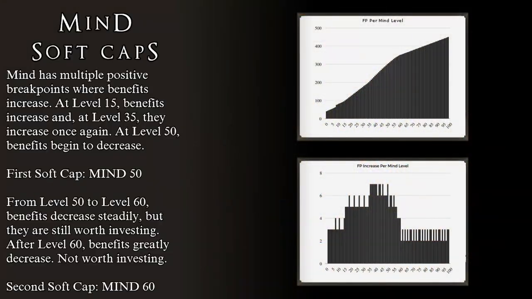Please take a look at these two charts. On the top, you will see the correlation between your mind level and your total FP. In other words, how much total FP we have on each level of mind. On the bottom, you will see the correlation between your mind level and the FP increase per level. In other words, how much FP we actually get every time we increase our mind. Reading the charts can give you a general understanding of the actual values on a per level basis.